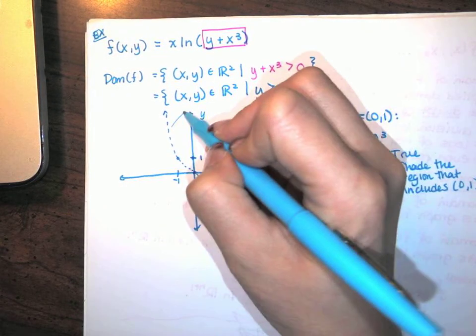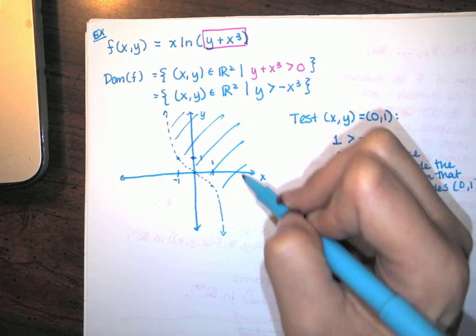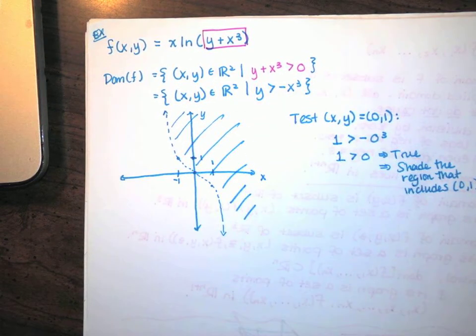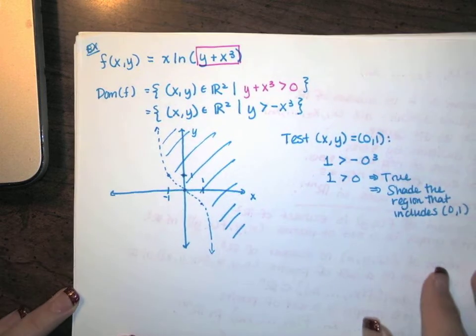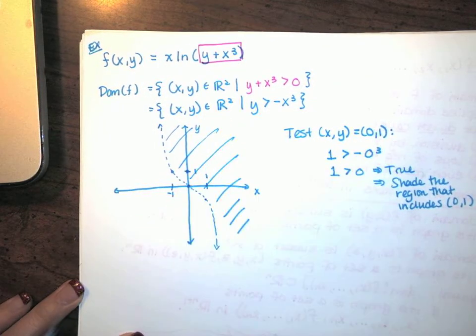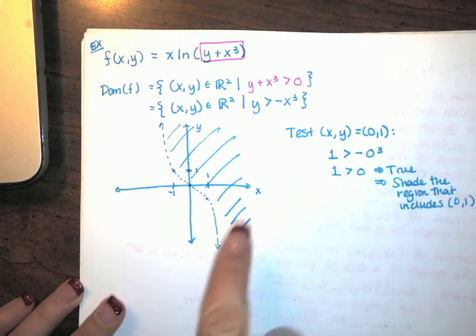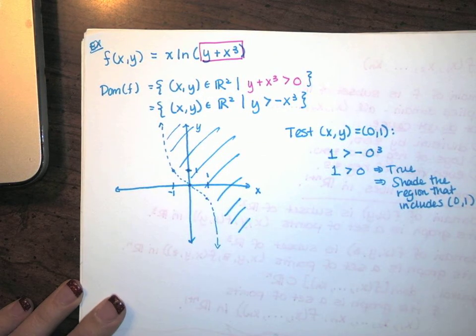So shade that region over here. That's our domain this time. So there is a function. Its output values are given by this. It's well defined for all the x, y in this region.